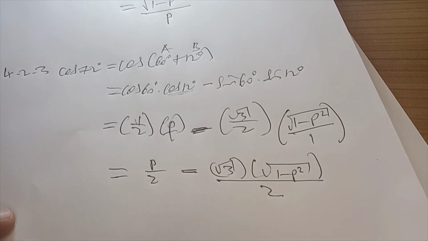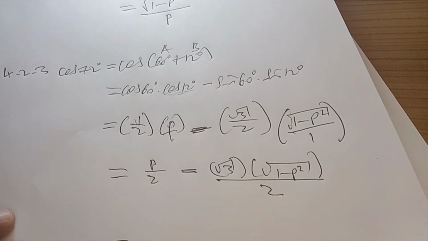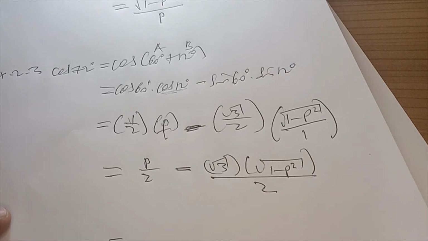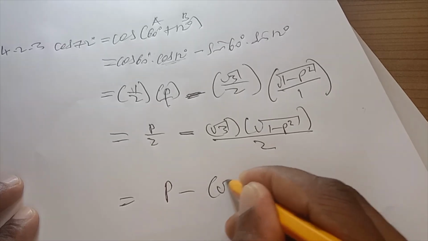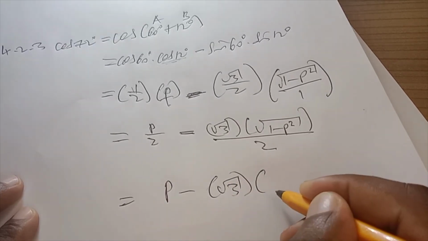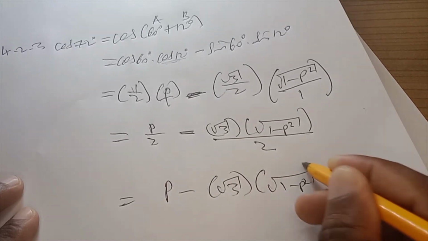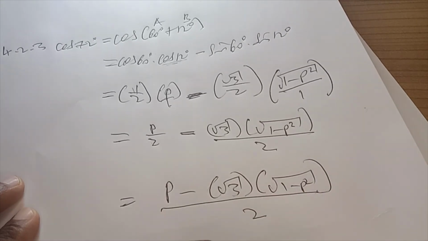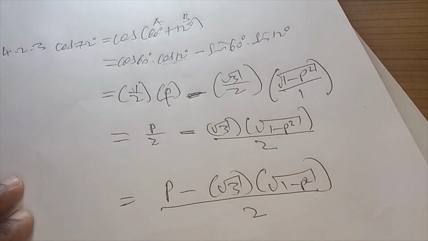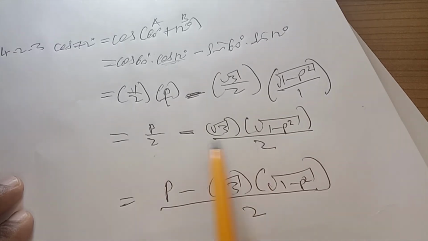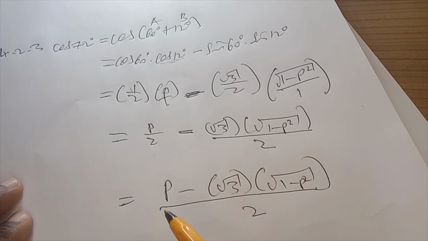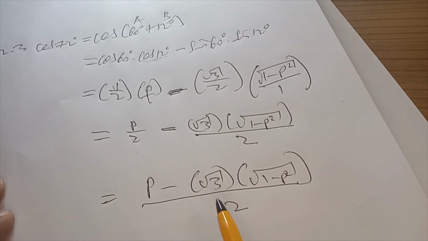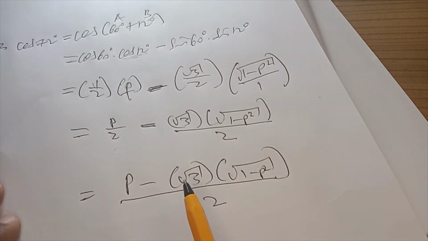Then we continue like that. Here we should revise our algebra. Then I can simplify this as p. This one I just write like that. Then 1 minus p squared like that, all of them over 2. You have the LCM there, they are just the same, then you deal with the numerators.